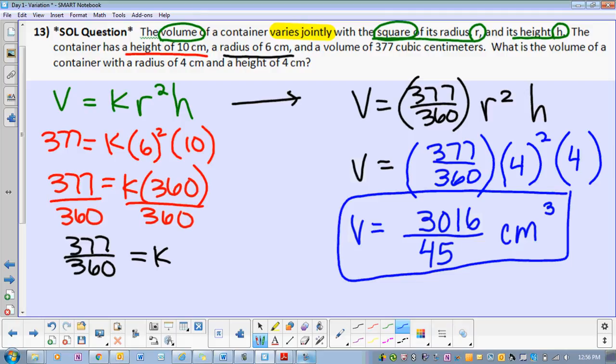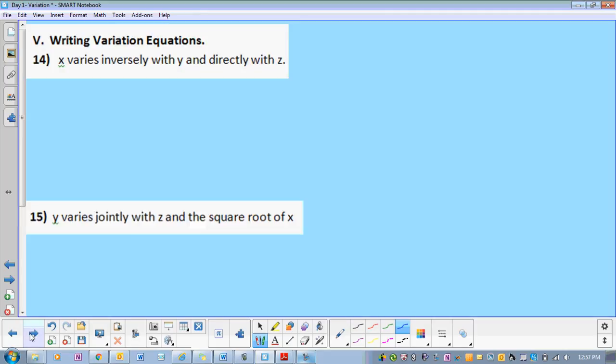Okay? And look, this was an SOL problem. It's not pretty. They're not always going to be pretty, right?